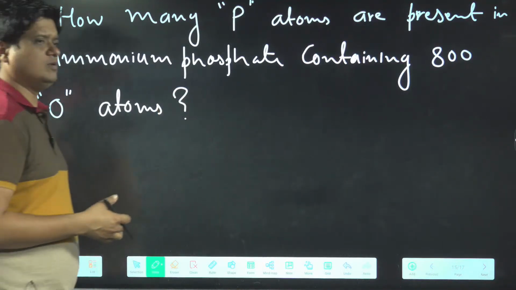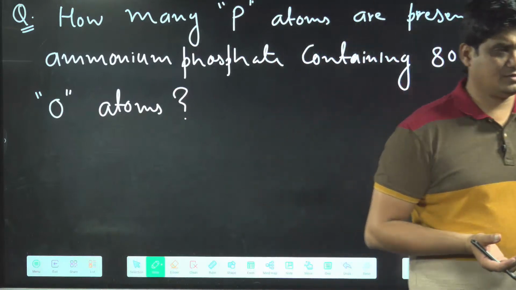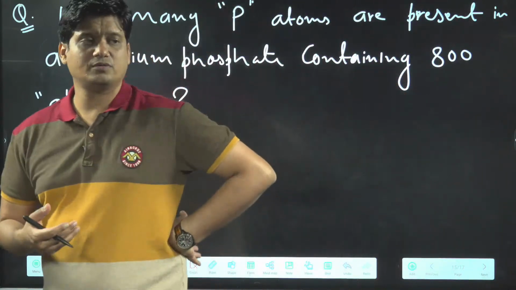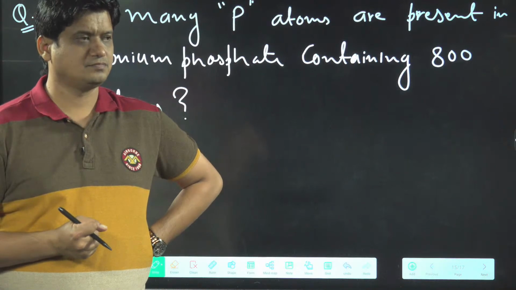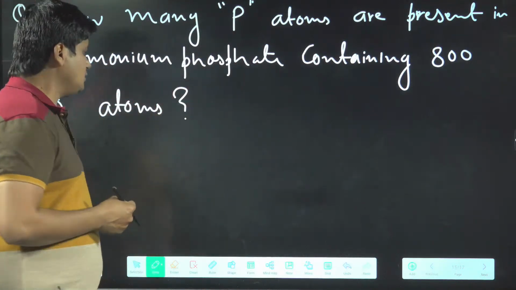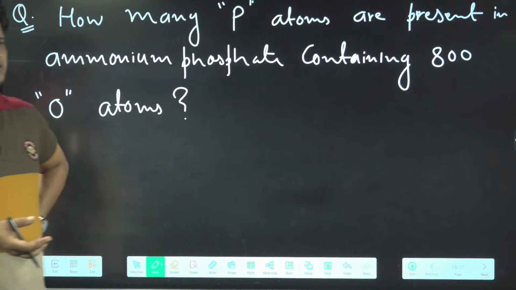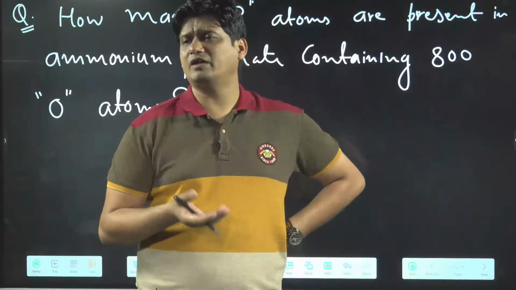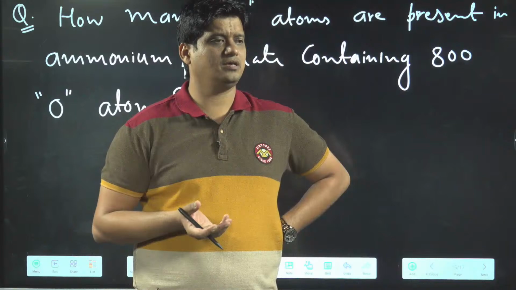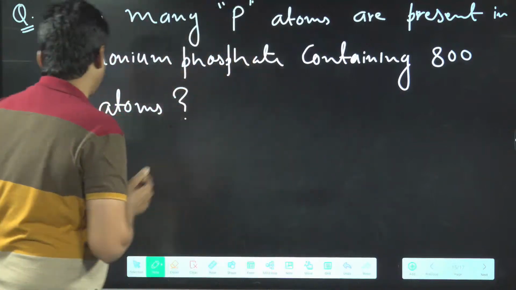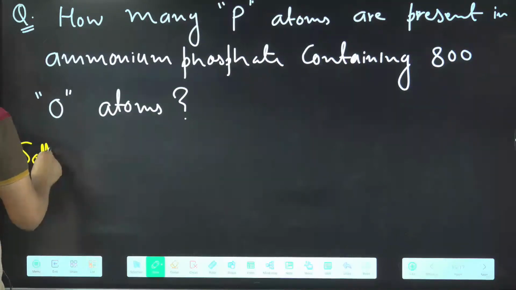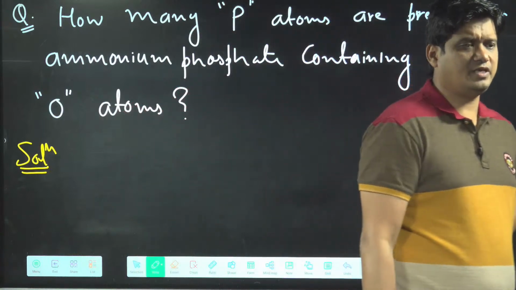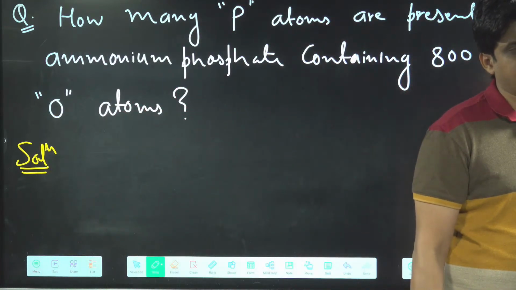In order to solve this problem, firstly you need to know the formula of ammonium phosphate, and for that purpose initially we have taught you basic inorganic nomenclature. If you don't know the formula of ammonium phosphate, you cannot approach the question. That is why the conversion of name into formula and formula into name should be known to you. So what is the formula of ammonium phosphate? Anyone please reply. I'm waiting.